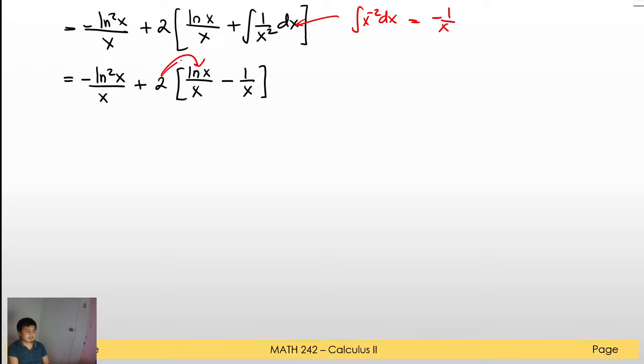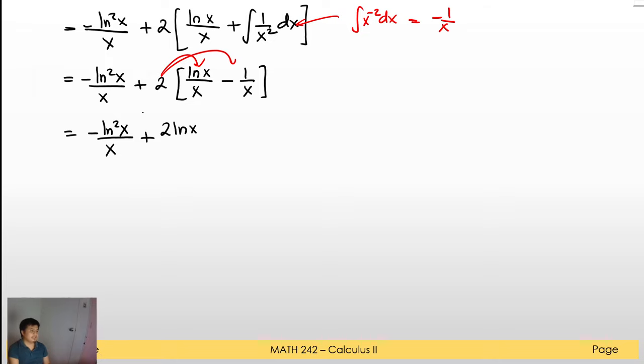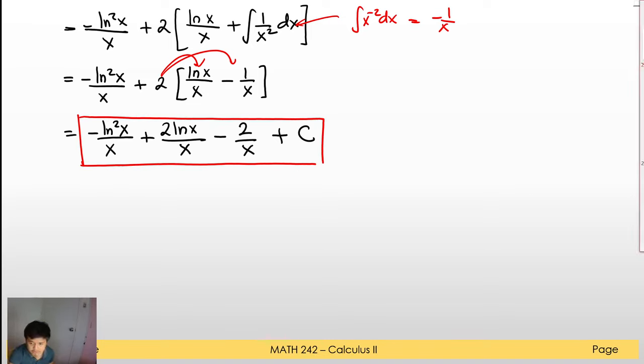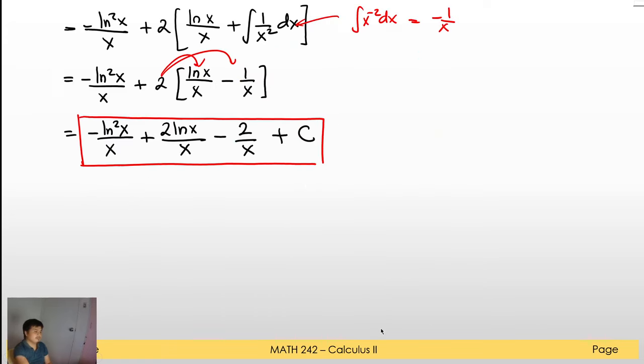Okay, and let's simplify this. So distribute this through here. So this will be negative ln squared x over x plus 2 ln x over x, and then minus 2 over x, and then plus, so this will be your integral. Just check my work. Oh, this should be negative. We have a problem here. Oh, this should be negative pala, no? Sorry, my fault. So this should be negative. And okay, so this will be your final answer.